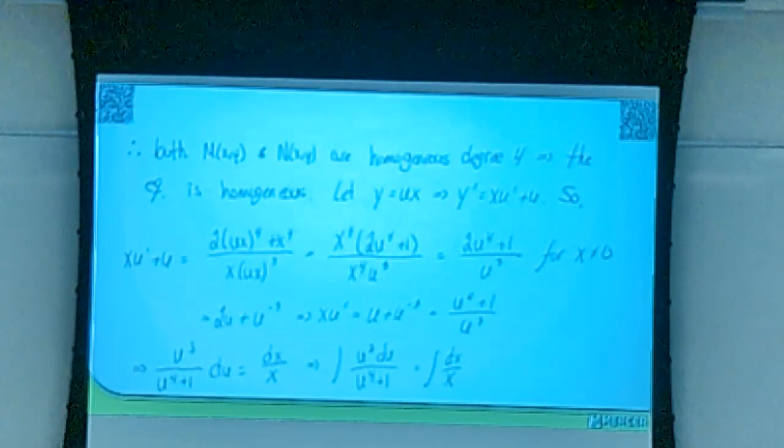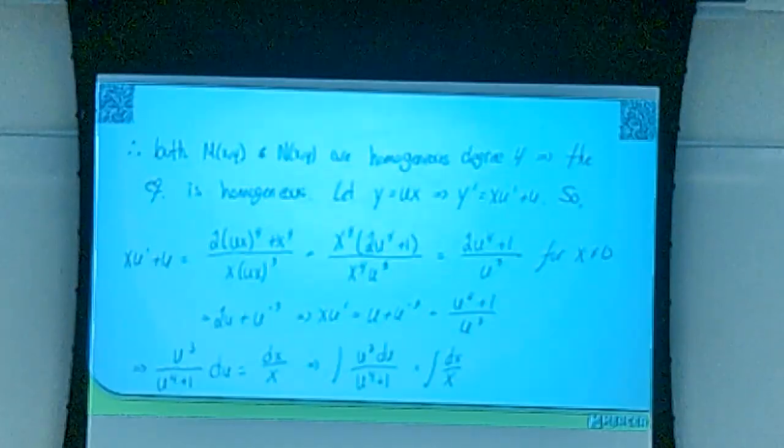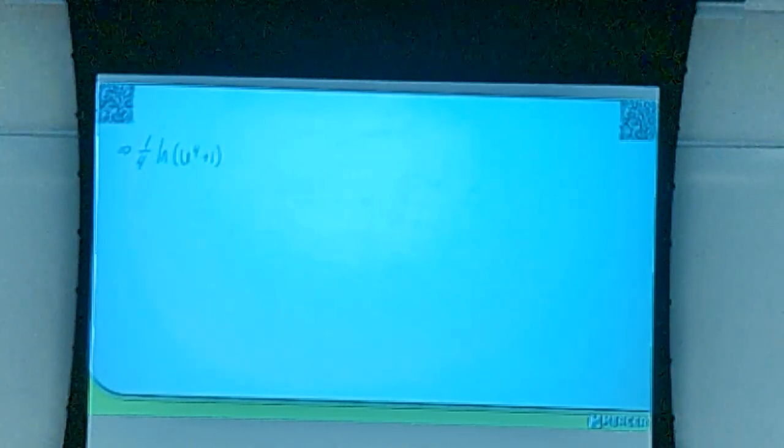What's the derivative of u to the fourth plus 1? Four u cubed, right? We have a u cubed du. We don't have a 4, so we're going to multiply the result by 4. Notice I'm not using absolute values. u to the fourth plus 1 is always positive, so I don't need it.